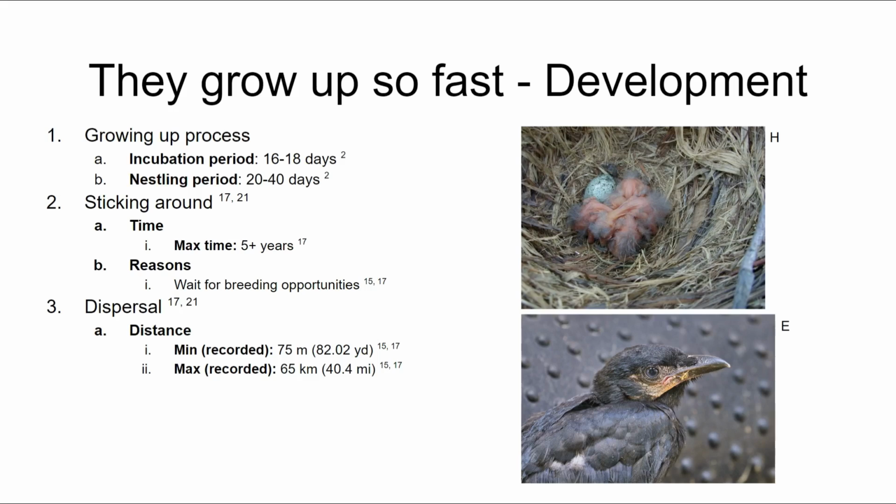Why do crows disperse? What is the shortest and longest distance a crow flew to find their new territory? It may be because of finding a breeding opportunity. As for the second question, the shortest distance a crow flew was 75 meters and the longest was 65 kilometers.